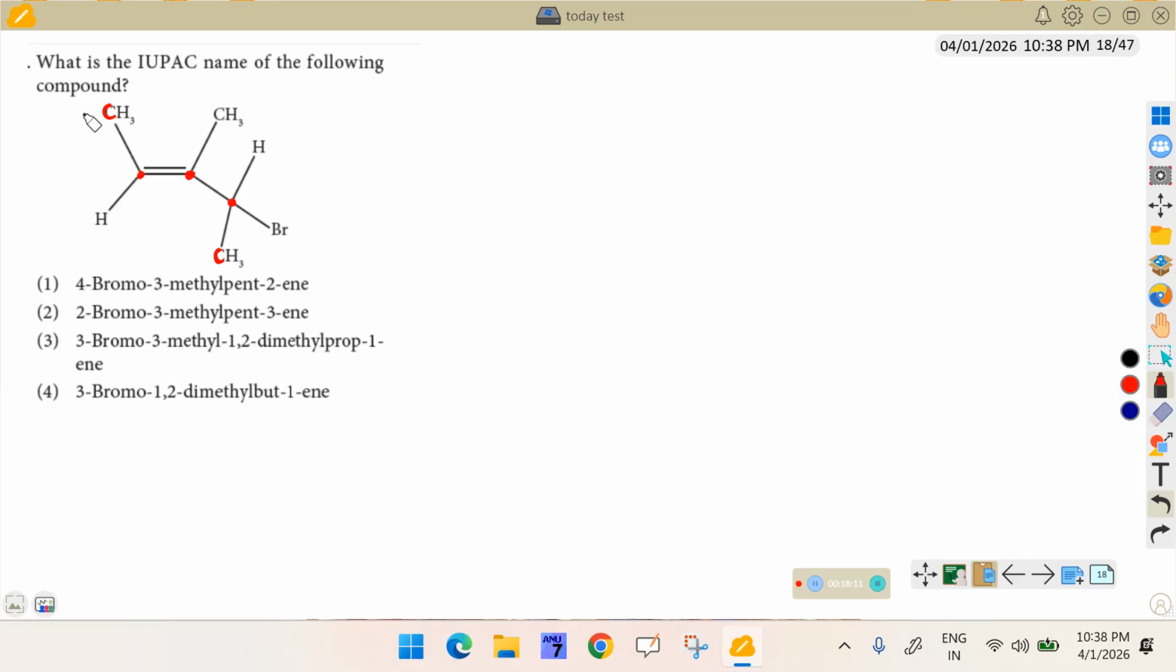IUPAC name of the following compound: 1, 2, 3, 4, 5 carbons. Hydrogens are not considered as a branch. Bromine and methyl group. Now follow the alphabetical order. 4th position bromo, 4-bromo, 3-methyl, pent-2-ene.